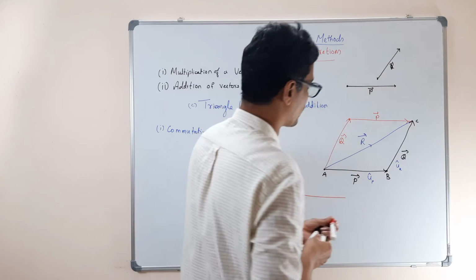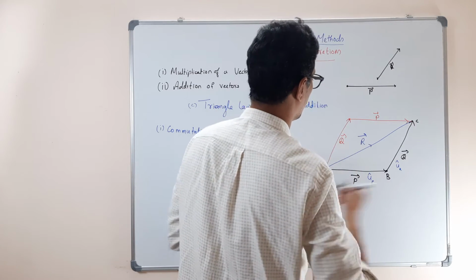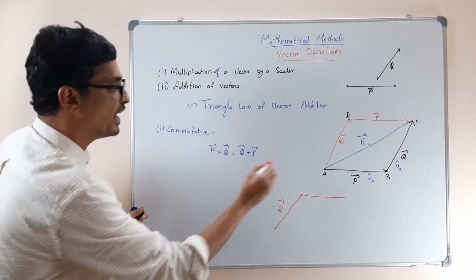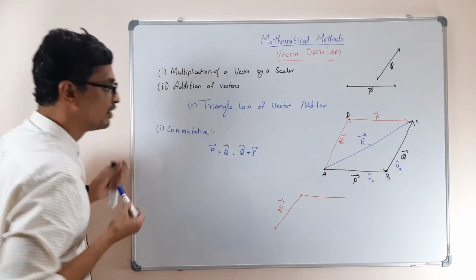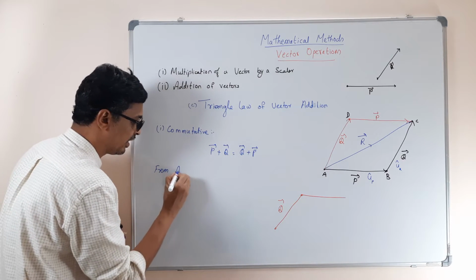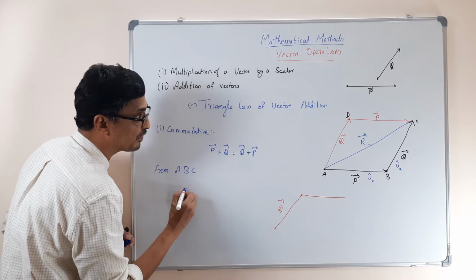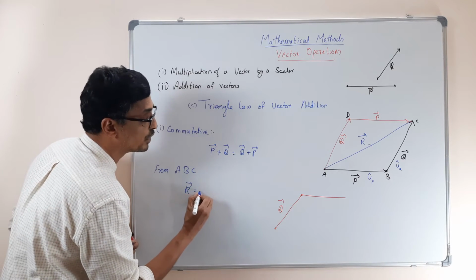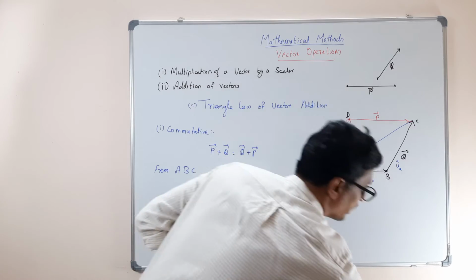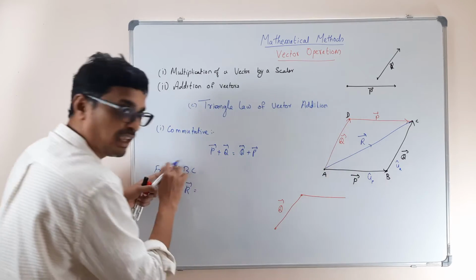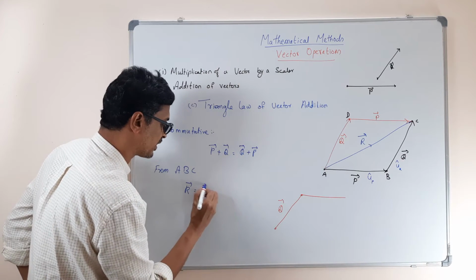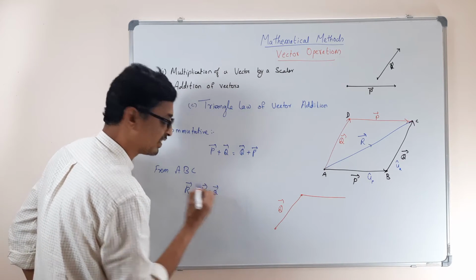Okay, so let me label the parallelogram as A, B, C, D. What we have from ABC: R vector will be equal to, using the triangle law on ABC, from ABC, AB. So what will we have? R vector will be equal to P vector plus Q vector.